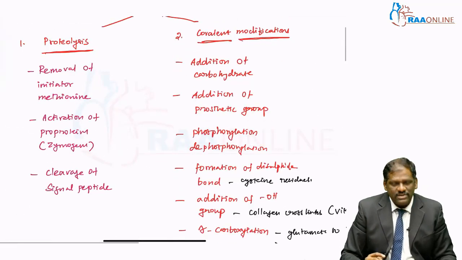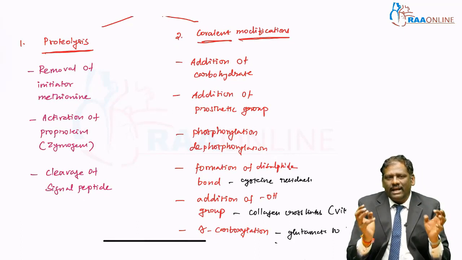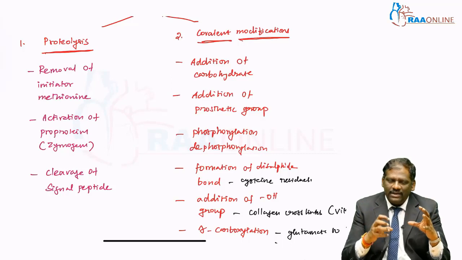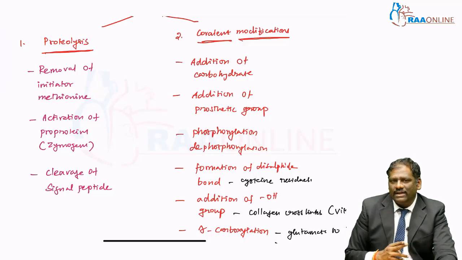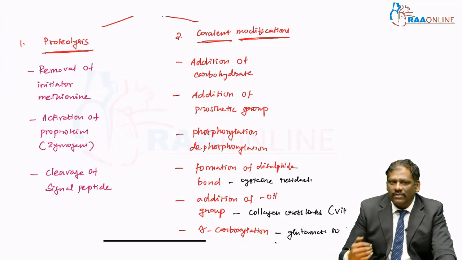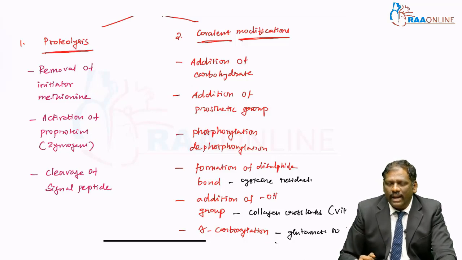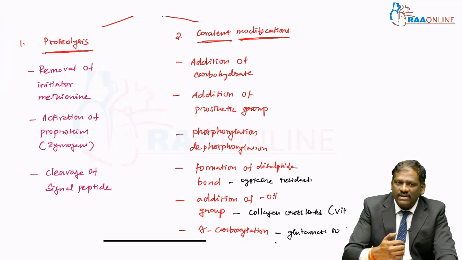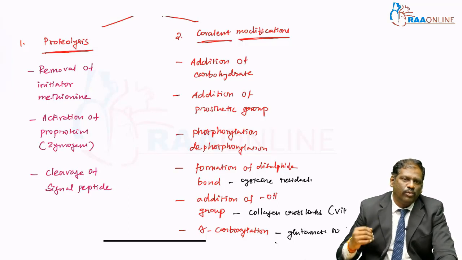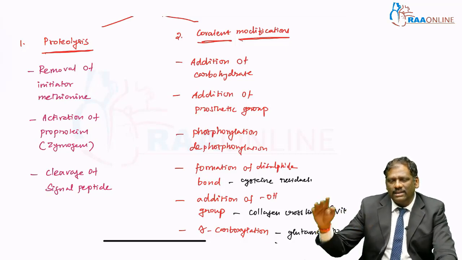Now the second one is activation of proproteins. Some of the proteins will be seen in an inactive form. They are called zymogens. For example, pepsinogen, trypsinogen, proelastase, procarboxypeptidase. These are in their inactive form. They can be activated by cleavage. Once they get activated, they become the active form. Pepsinogen will get converted into pepsin, which is the active form. Trypsinogen will be converted into trypsin, the active form of that enzyme. Proelastase will get converted into elastase. Procarboxypeptidase will get converted into carboxypeptidase. So this is termed activation of proteins.